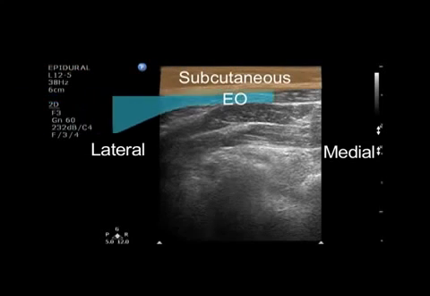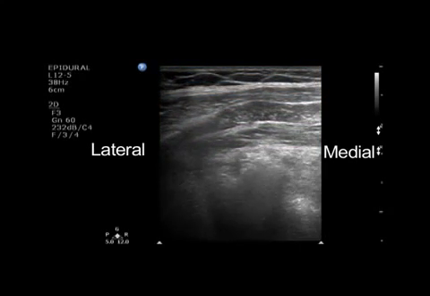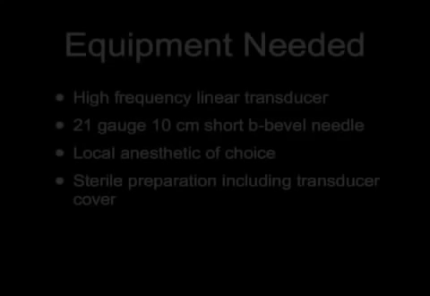The first brown layer is the subcutaneous tissue, the turquoise layer is the external oblique, the purple layer is the internal oblique, the transversus abdominis appears green. One can also appreciate the movement of the bowel deeper in the image.